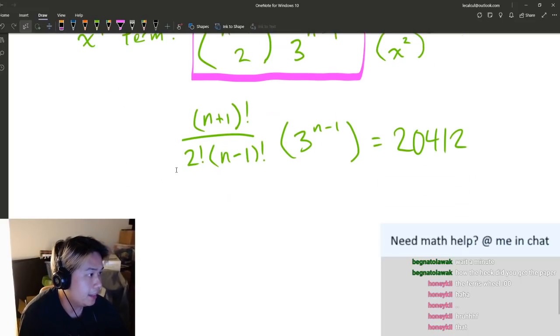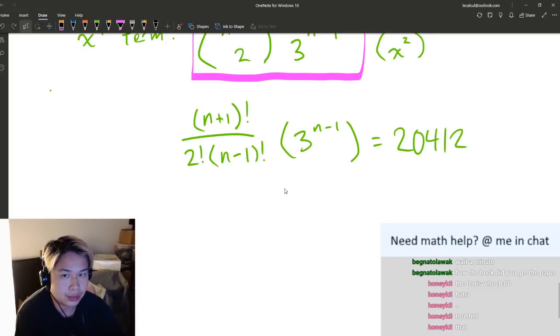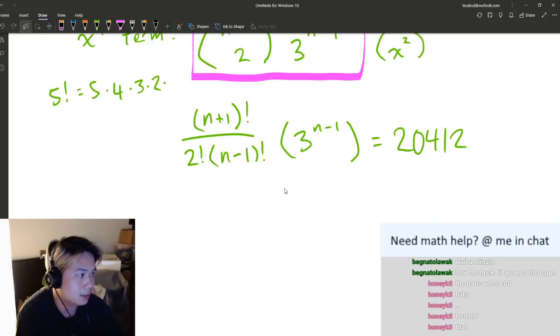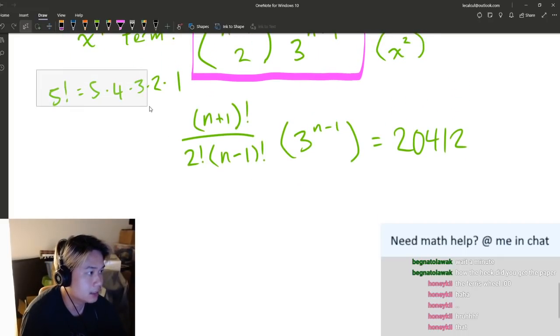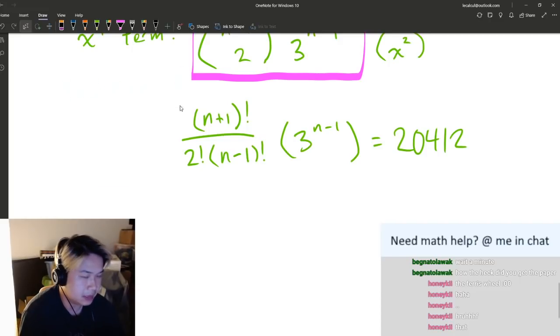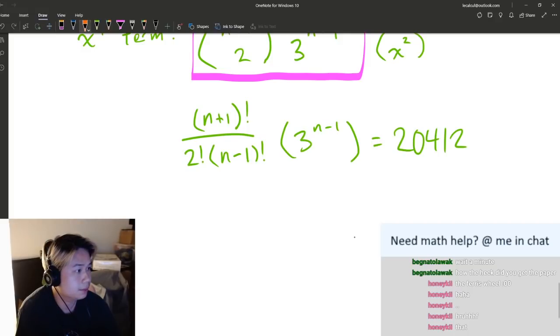Okay, and then of course you need to remember what factorials mean. So 5 factorial means that you take 5 and then you multiply it by 4 by 3 times 2 and then you stop at 1. So this is what a factorial is. And this will help us simplify, because here, I guess I'll do it in orange.